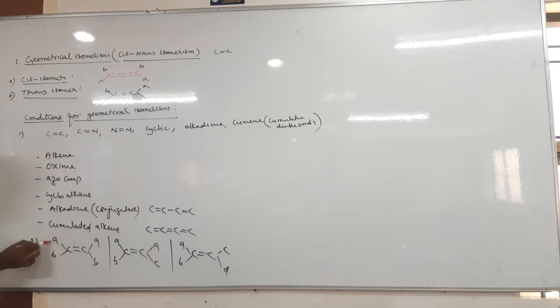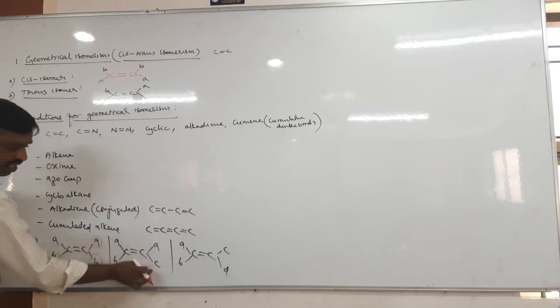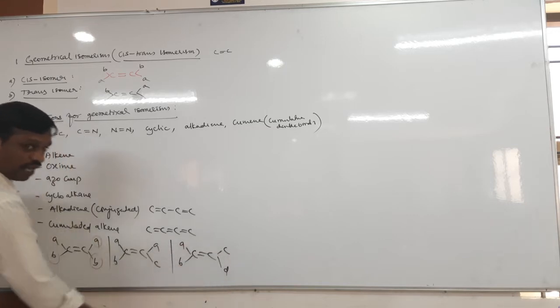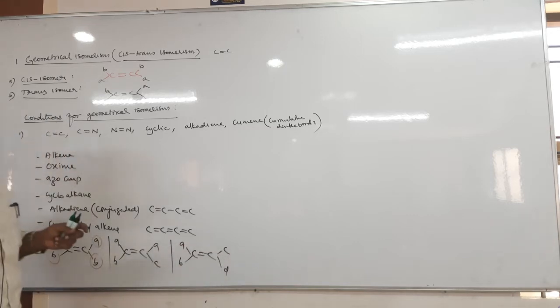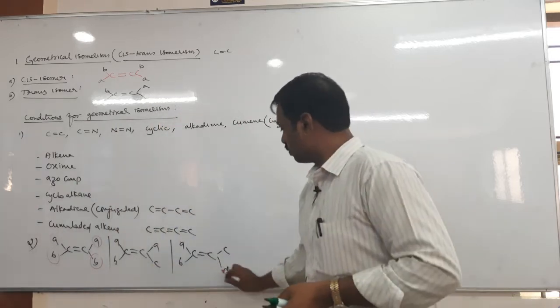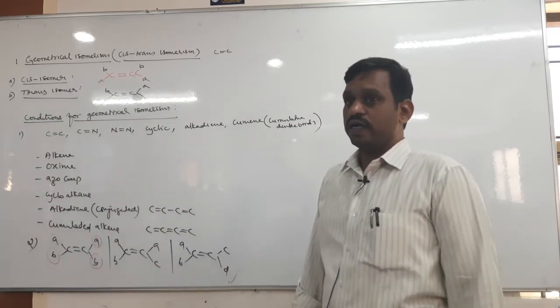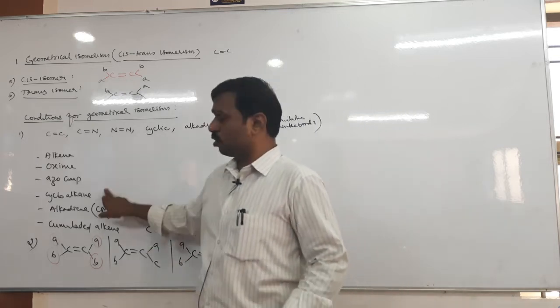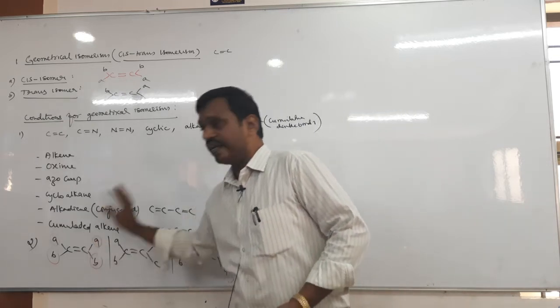For example, if A is there, it must be different from B. Let it be A and B. Whether the groups on the two carbons are the same or different, we want each double bonded carbon to have AB, meaning they should be different. Like AB, AC, AB, CD. So each double bonded carbon must be attached to two different groups. Then geometrical isomerism is possible. Right? Therefore, in these molecules geometrical isomerism is possible, and this is the condition.